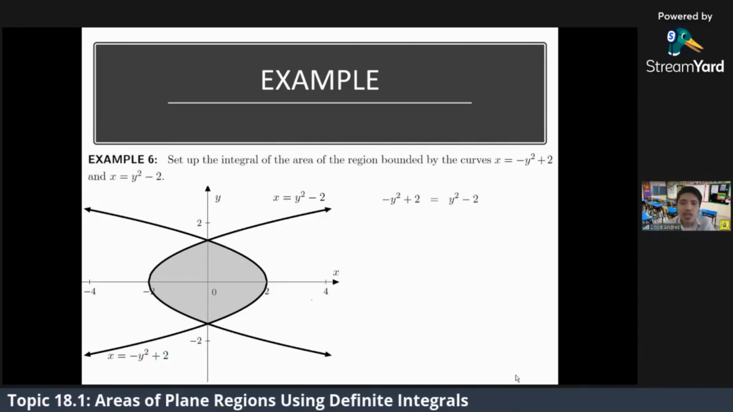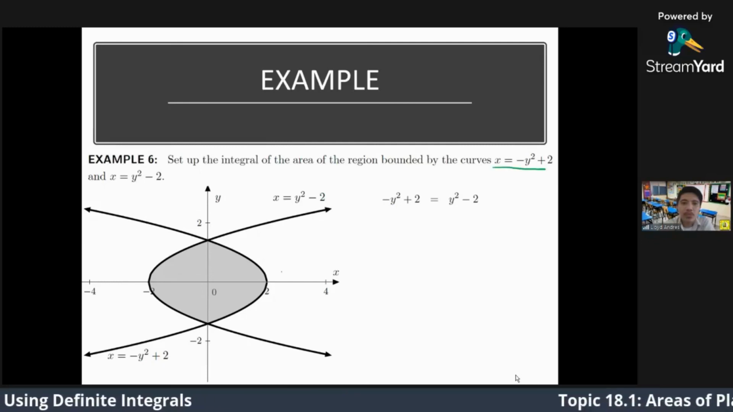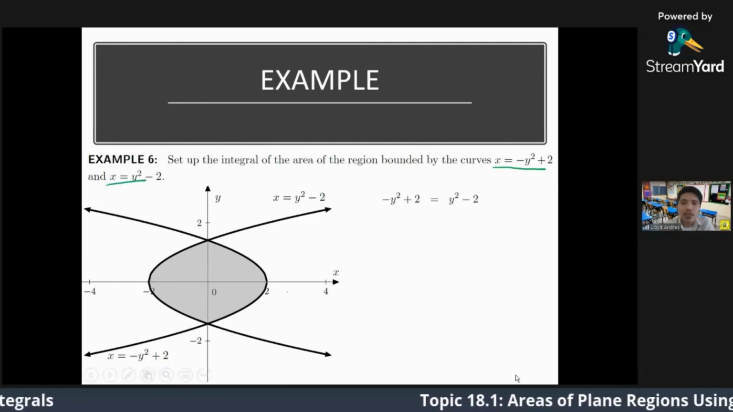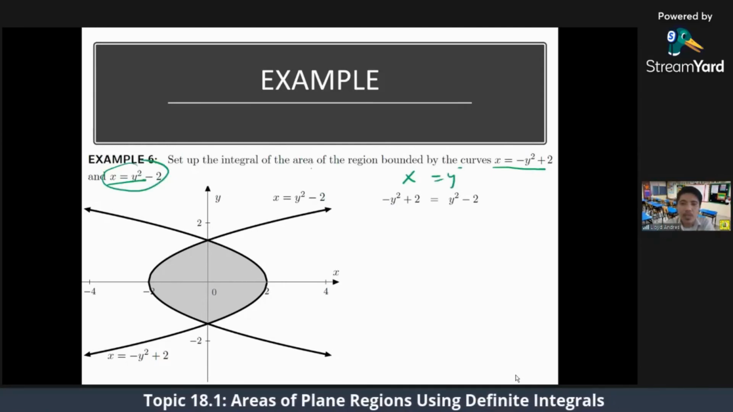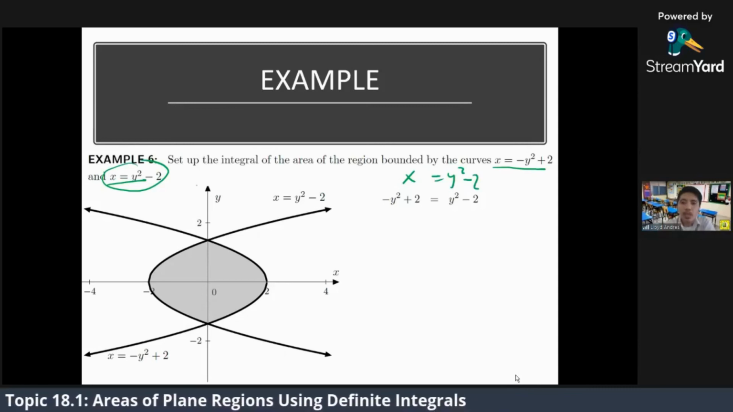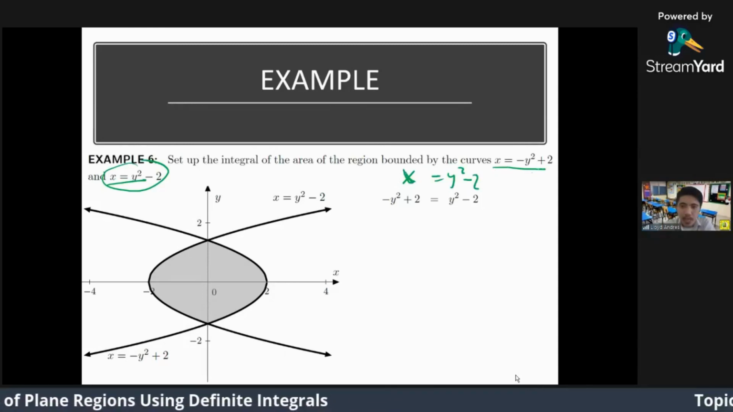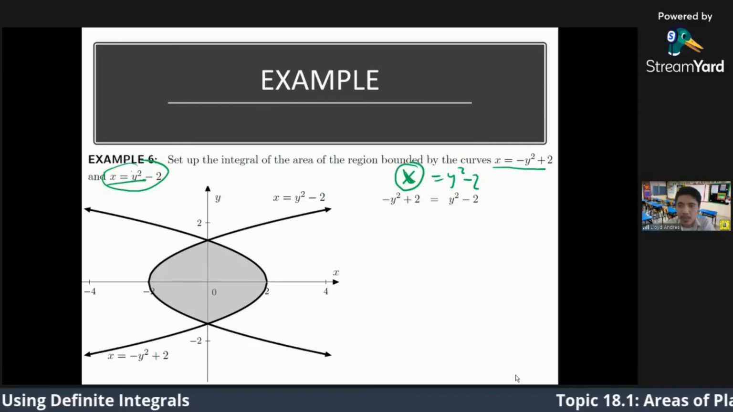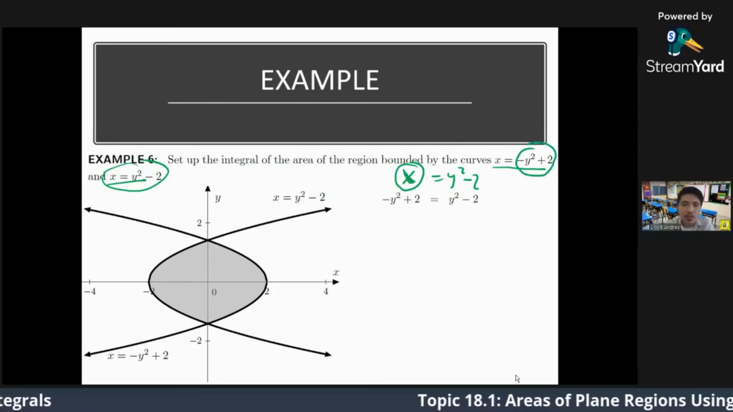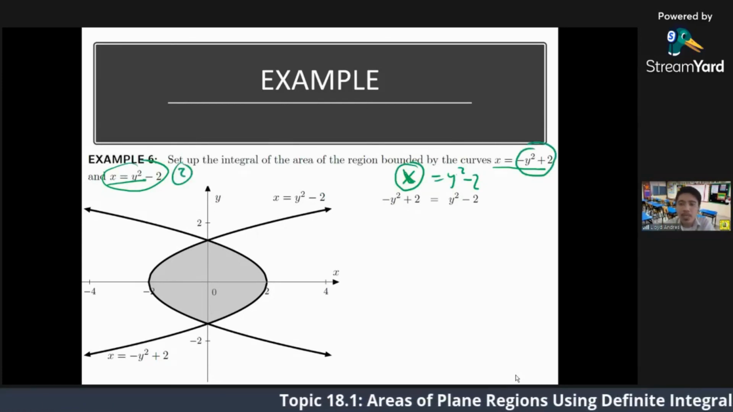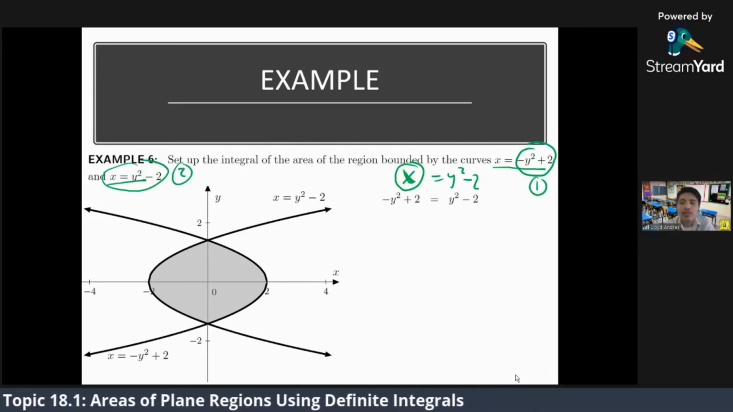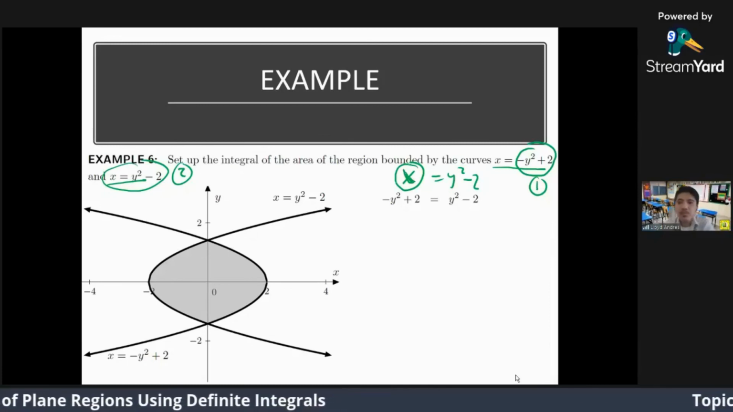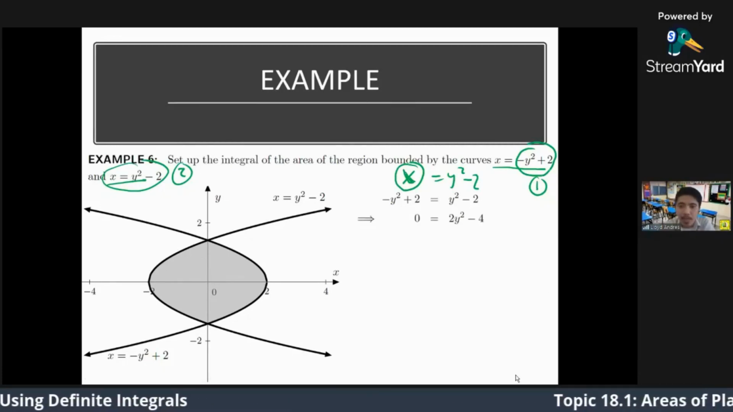It actually starts with equation 1 and equation 2. It starts with equation 2, x equals y squared minus 2. Then by substitution, it replaces x using this in equation 1. Then he moves everything over.